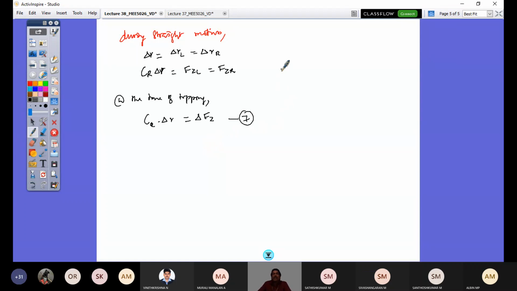This delta FZ is what? Of course, delta FZ is FZL minus FZR. At the time of tipping, FZR is 0. So delta FZ is going to be FZL, that's the entire weight mg. Correct? This is all at the time of tipping. That's why I can rewrite this expression as CR into delta R equals delta FZ.